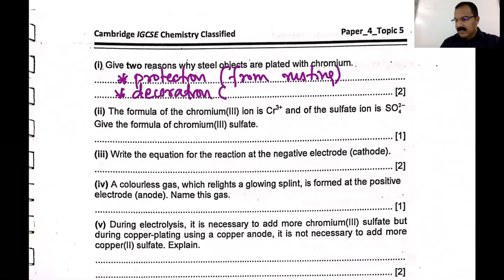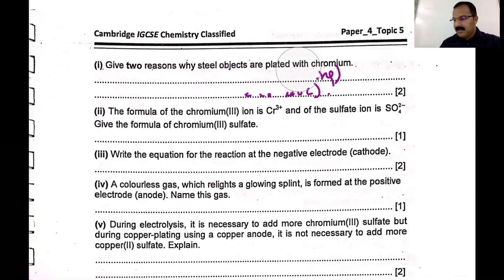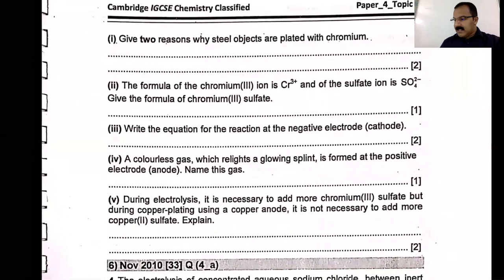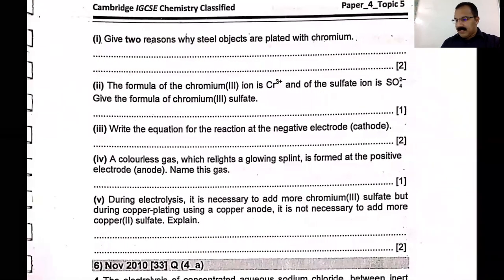Decoration means to have a better look. It gives a better look, appearance, to improve the appearance. All right. The formula of chromium ion is Cr3+ and sulfate is SO4 2-. Give the formula of chromium 3 sulfate.